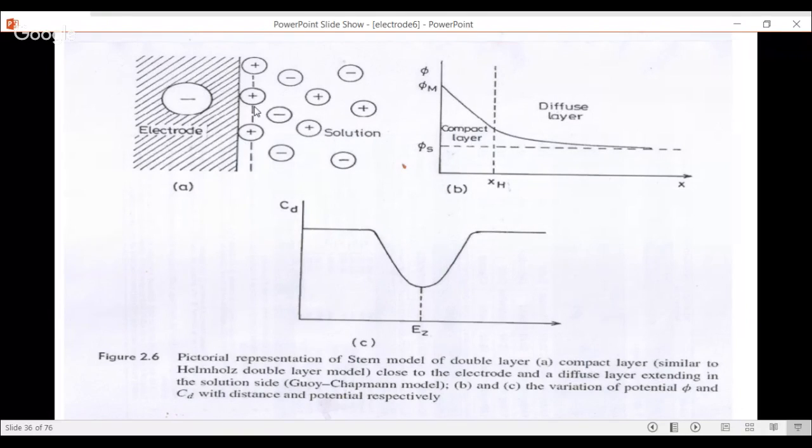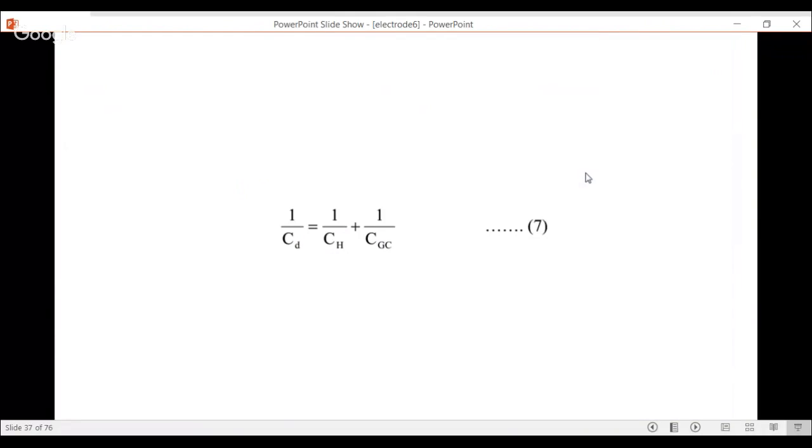This can also be approximated like this. The first layer is a compact layer, followed by a diffuse double layer. In the compact first layer the charges are at a distance from the electrode, and then comes the diffuse double layer. So psi m will not reach the psi s value at the first layer, but it is a diffuse double layer. Up to this point is the diffuse double layer.